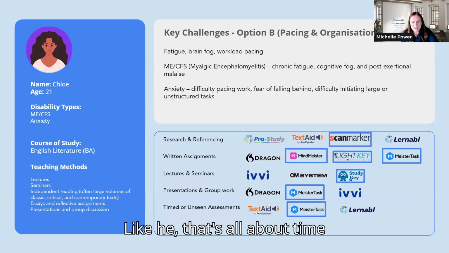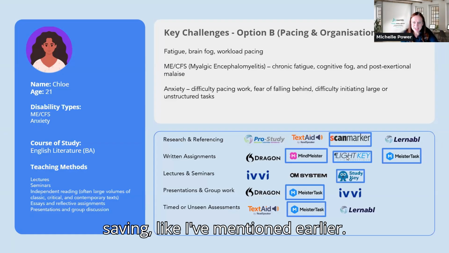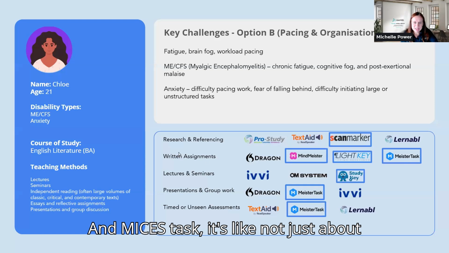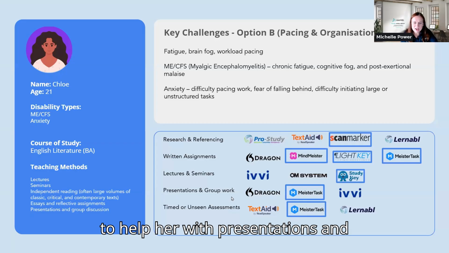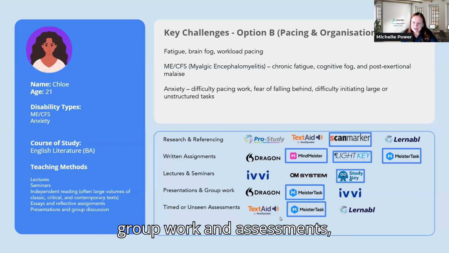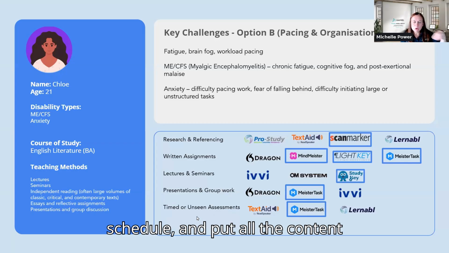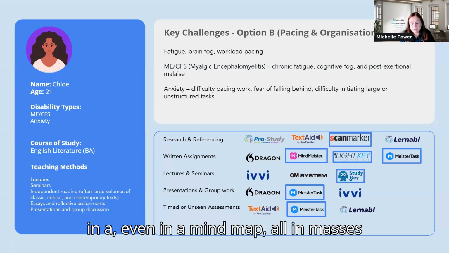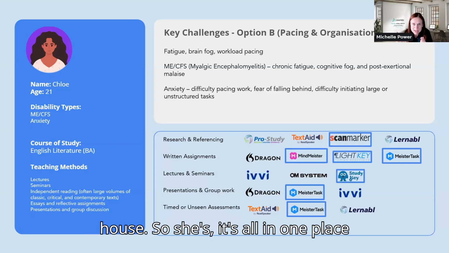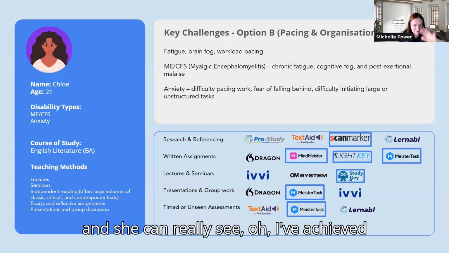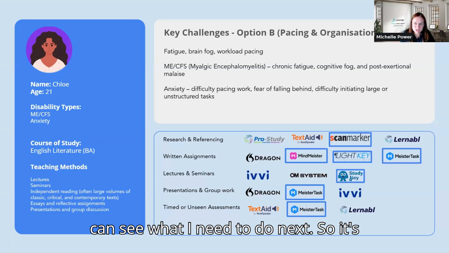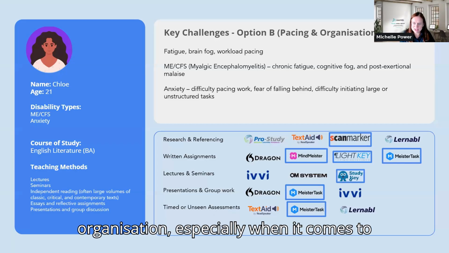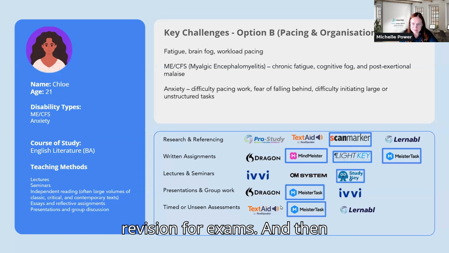Likey, that's all about time saving, like I've mentioned earlier. And MeisterTask, it's not just about writing assignments. MeisterTask is going to help her with presentations and group work and assessments, because she can plan the revision schedule and put all the content even in a mind map or in MeisterTask. So it's all in one place, and she can really see, I've achieved revising this and this and this, and now I can see what I need to do next. So it's really going to help with her organisation, especially when it comes to revision for exams.